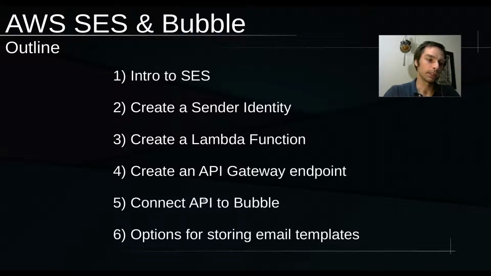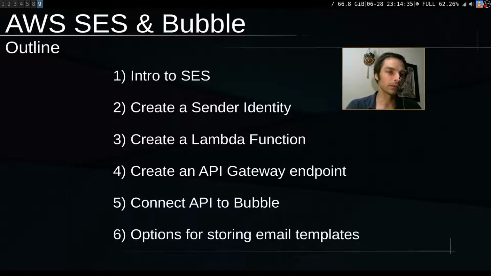And then finally, we'll connect that API to Bubble. At that point, we'll be able to trigger a workflow in Bubble and send an email message that we either customize in Bubble, or we tell Bubble to send a particular email that we've stored in our Lambda function. And after we've got this all wired up, I'll talk about some different options for how you can trigger different types of emails according to the event.